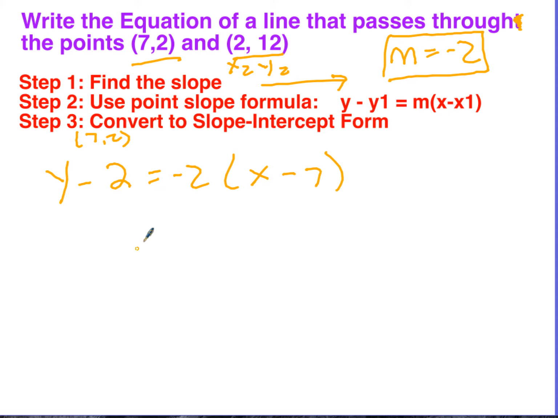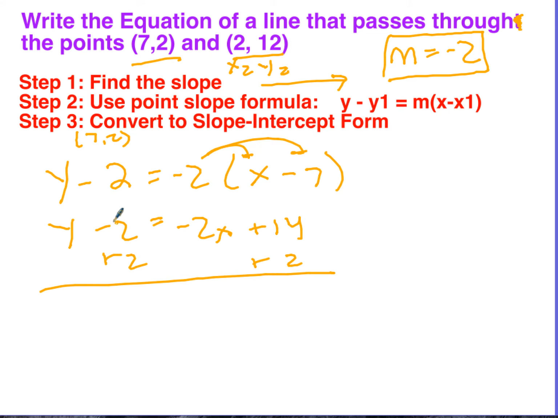Okay, now I would simplify this from here by using the distributive property. Negative 2 times x is negative 2x. Negative 2 times negative 7 is positive 14 equals y minus 2. And then the last thing I would do is add 2 to both sides. And I'm going to get y equals negative 2x, sorry, that's a negative sign, and I added 2 here, plus 16. Okay, so that's if I use this point. Here's the equation of my line: slope of negative 2, y-intercept of 16.